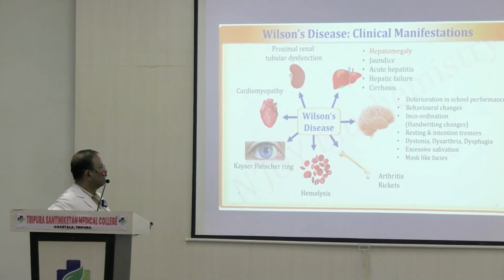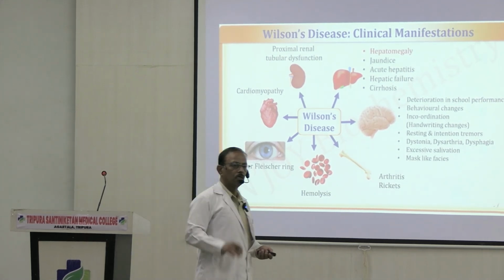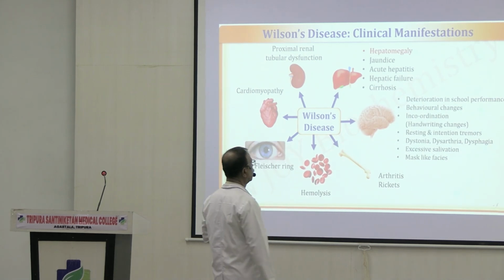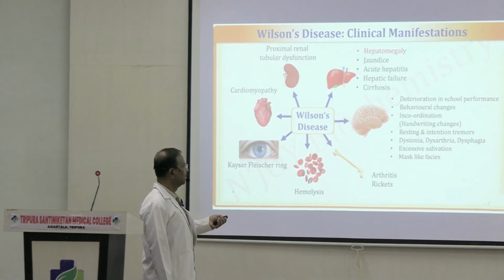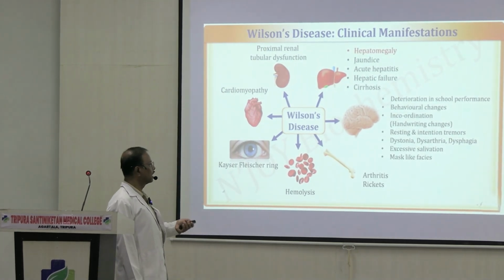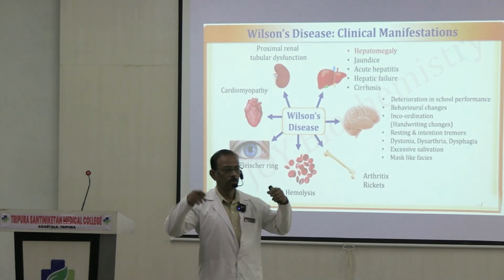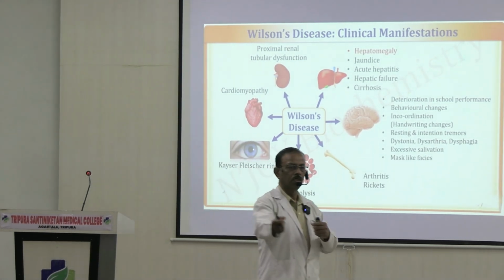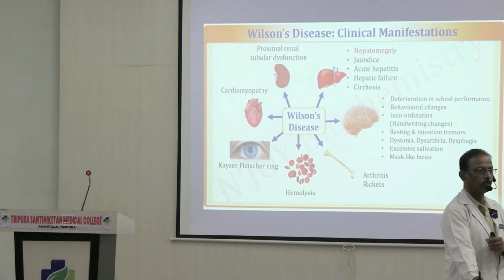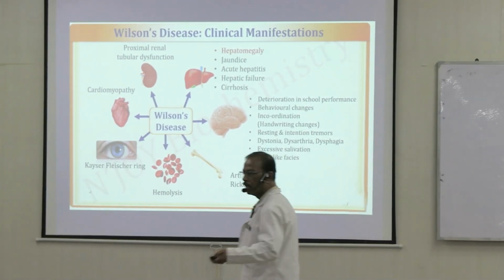In the brain, the lenticular nucleus is damaged, so there will be deterioration in school performance, behavioral change, incoordination, resting and intention tremor, dystonia, dysarthria, and dysphagia. Dystonia means impaired tone of the limbs. We have a tone, no? The limb doesn't fall like that, it falls slowly. So this is the tone, and there will be impaired tone.